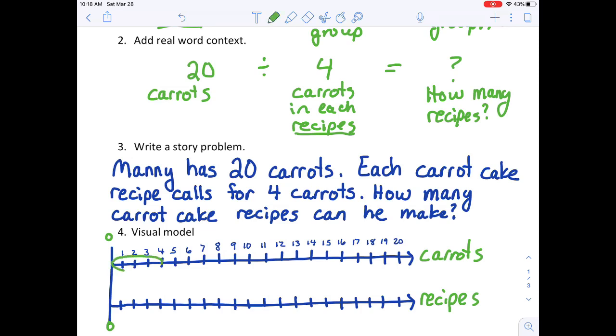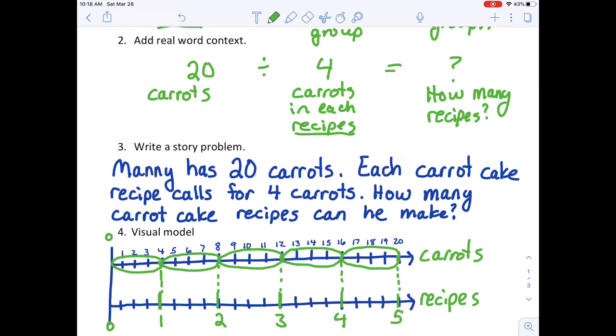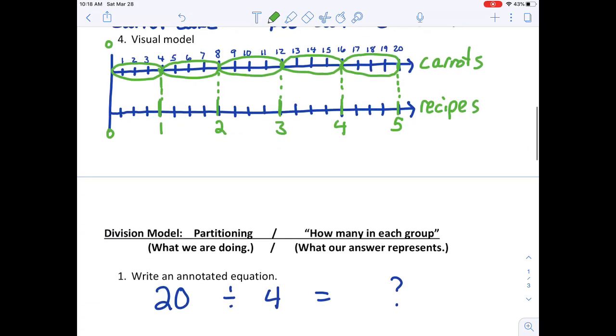So 4 spaces will be 4 carrots. That represents my first recipe. Another 4 spaces will be 8 carrots. That's my second recipe. Another 4 spaces will get to my third recipe, and I can keep going here until I've used up all 20 carrots, and I can see that I have 5 recipes. Okay, let's do the second model now.